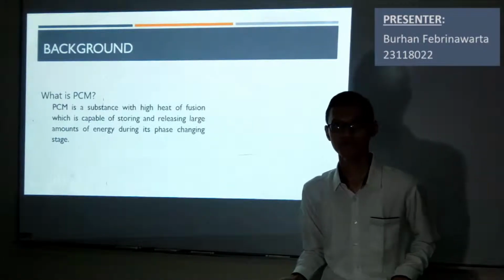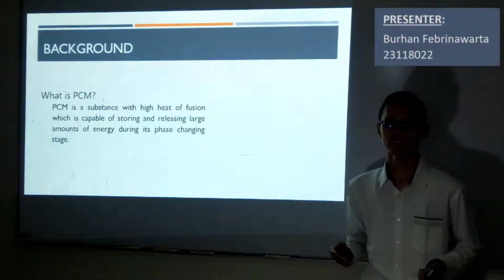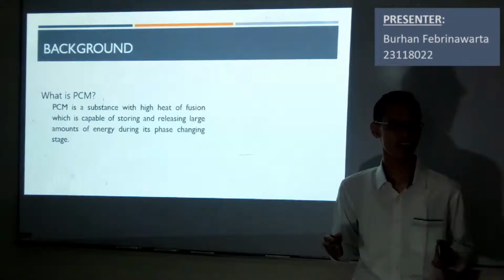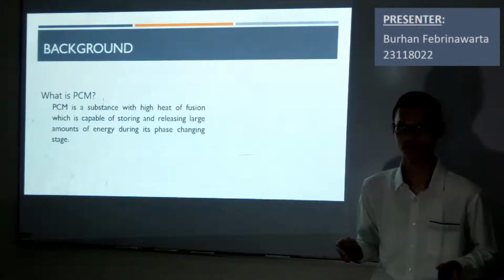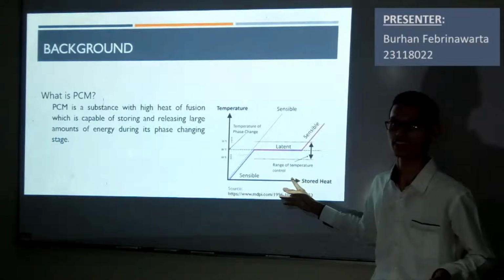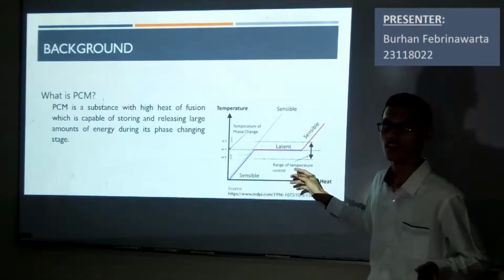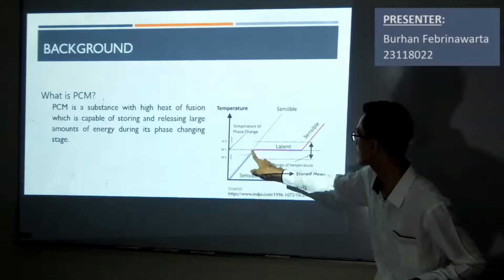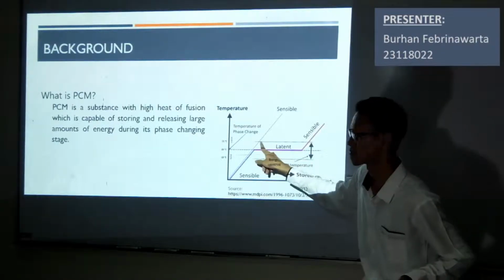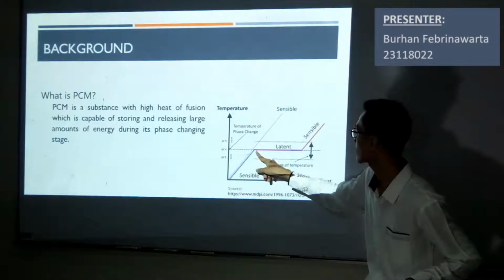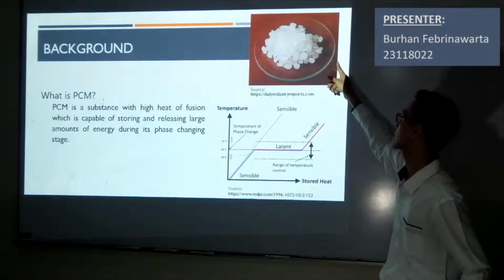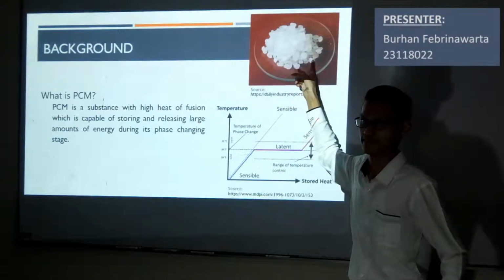What is PCM? PCM is a substance with high heat of fusion, which means that it can store large amount of energy during its phase change. Look at this picture. This picture illustrates that PCM can store large amount of heat at its phase changing stage. As we can see, the temperature is the same during the melting and solidifying phase. This picture shows the example of PCM. This is paraffin.